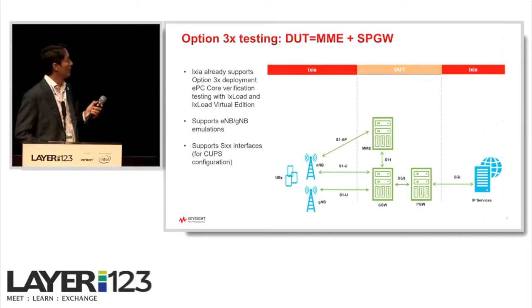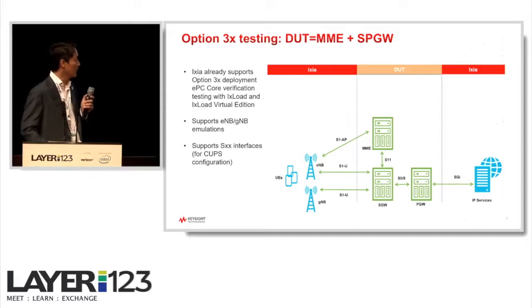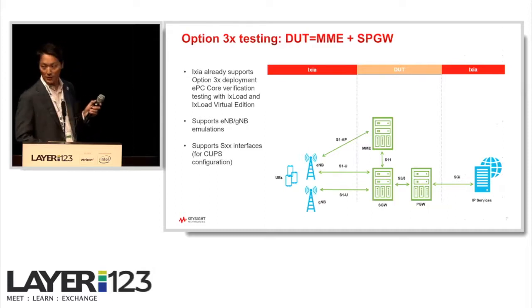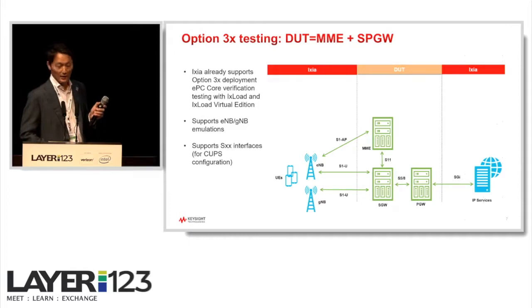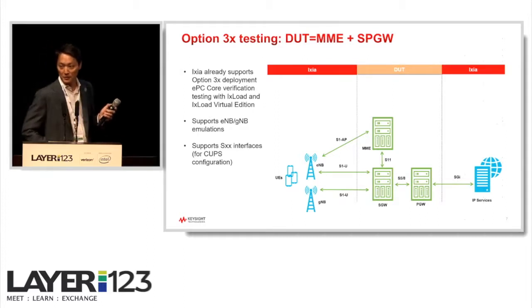What they do is that we can actually emulate the UEs, which is the handsets, right? The UEs and also the eNodeBs, as well as the infrastructure that connects to the internet side. So the DUT, the device under test, will be the core infrastructure itself.